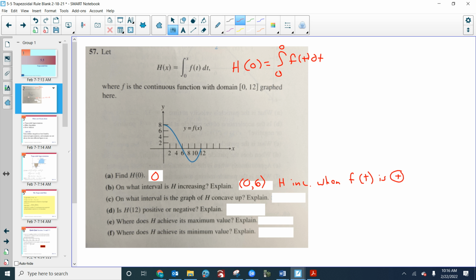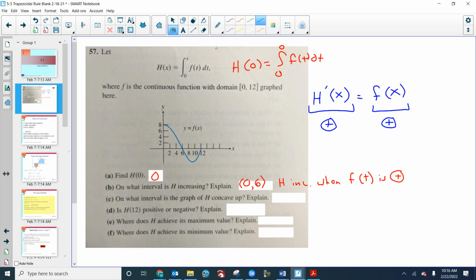Right? And remind yourself of the fundamental theorem of calculus part 1 that says H prime of x, if I take the derivative of the left side, I take the derivative of the right side, which is F of x. Very good. So if I'm looking for where H is increasing, isn't that where H prime is positive? Which is where F is positive. That's your argument there. That's the first derivative test argument.